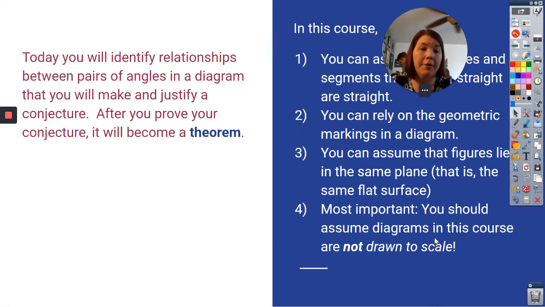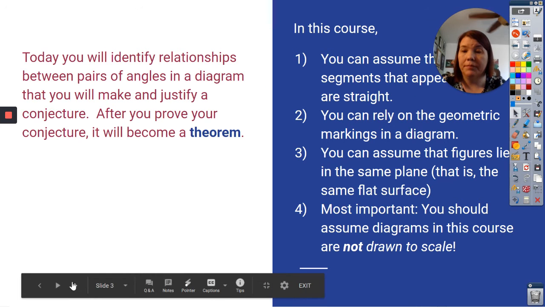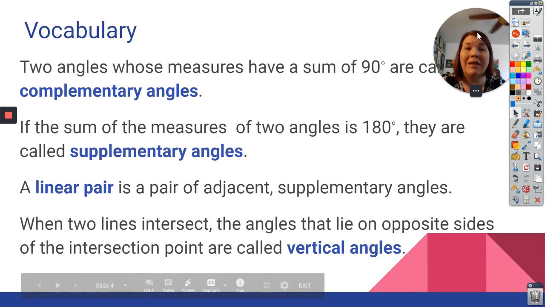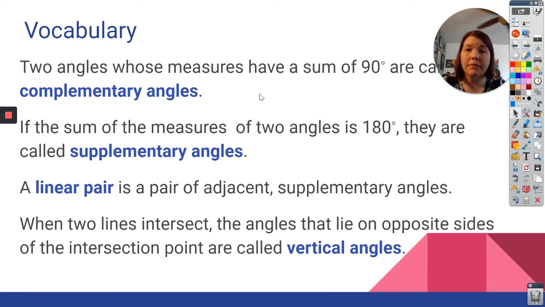Okay, let's see what we got here. Moving forward. Two angles whose measures have a sum of 90 degrees are called complementary angles. If the sum of the measures of two angles is 180, they are called supplementary angles. We talked about both of these in the video about how to take notes, and I made a silly analogy to help you remember the difference between supplementary and complementary.